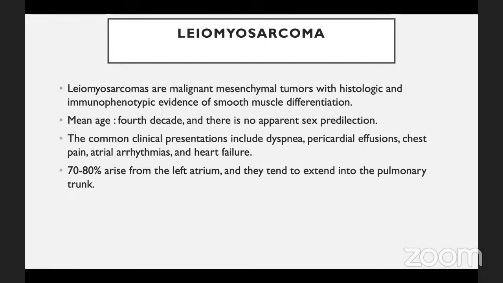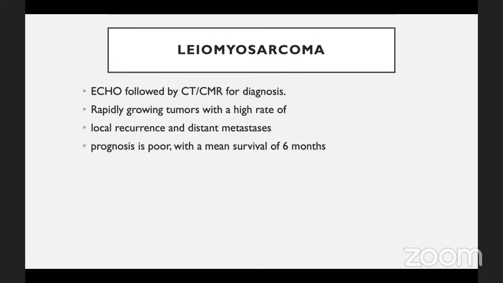70 to 80% of the leiomyosarcomas come from the left atrium, and they may extend back to the pulmonary trunk. The diagnosis of the leiomyosarcoma is conducted through the echo, followed by the CT and the cardiac MRI. Since it is a sarcoma, it is a rapidly growing tumor with an increased rate of recurrence and with distant metastasis. It is considered of poor prognosis, with a survival of 6 months.